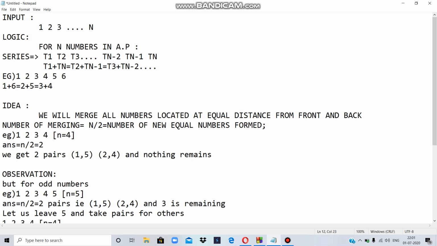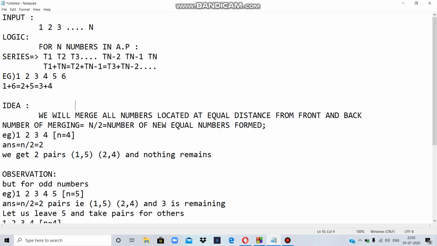Why is it so? Because what am I trying to do? Suppose I divide the series into two parts. I take one element from the front and another element from the back. In this way I'm making pairs. So at most I am doing n by 2 mergings. Therefore, the number of new numbers that will be formed will also be equal to the number of mergings, that is n by 2.